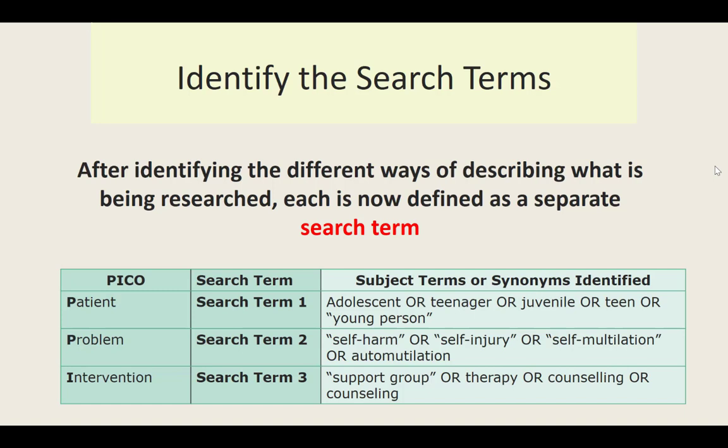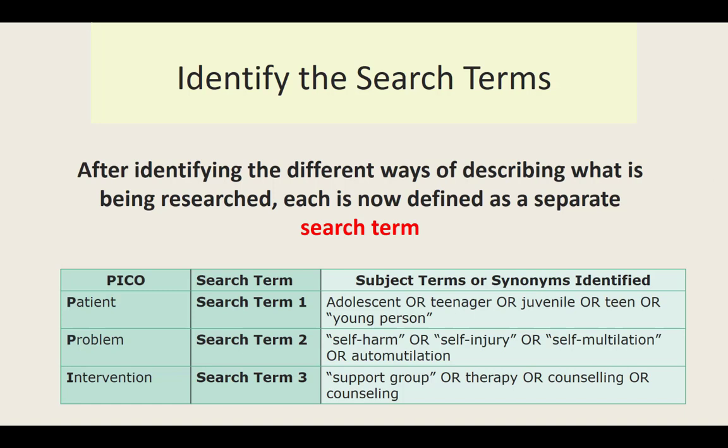And here now, the patient is going to be called search term 1, and that's our adolescent, juvenile, teenager, teen, or young person. And these are all of the different ways that we can describe our search term 1. And if you notice that young person is a phrase, so it gets the double quotation marks. The problem is search term 2, it's self-harm, self-injury, self-mutilation, or automutilation.